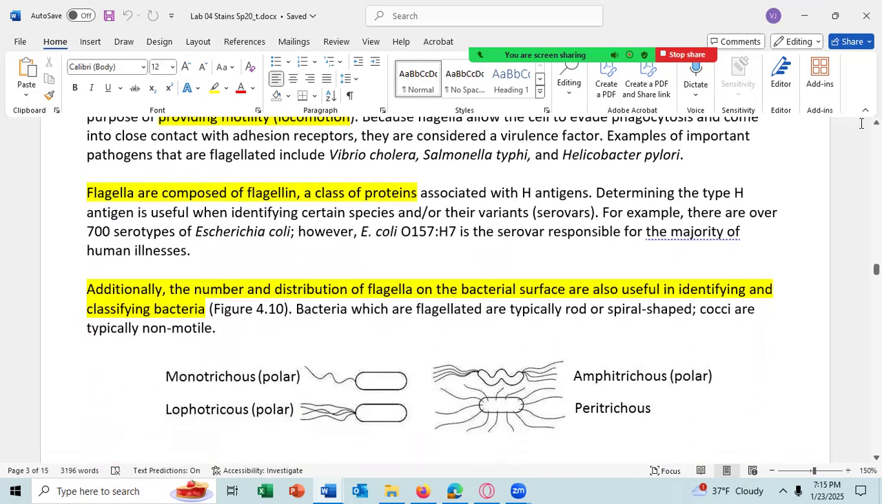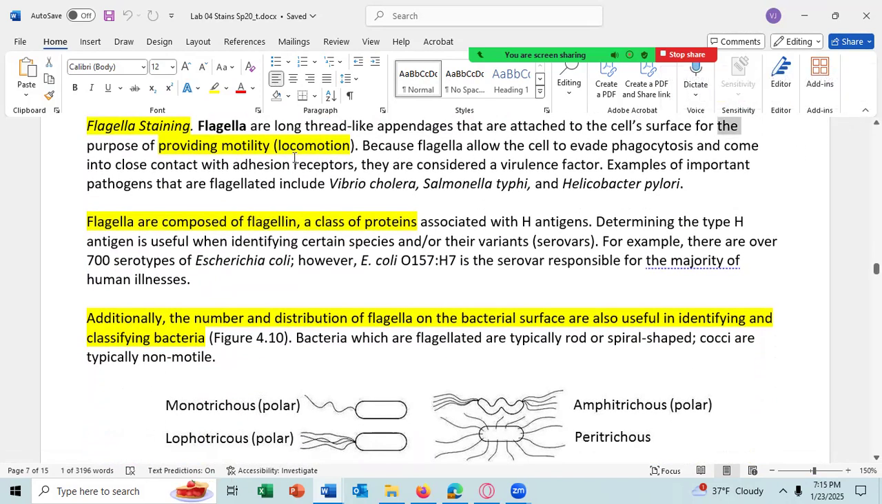All right. So understand the term flagella staining. Let me state that if the cell can move or swim, then that bacteria cell likely has a flagella, because the flagella is the only structure that bacteria have that allow the cell to move or to swim. Flagella are composed of flagellin. It's a class of protein.